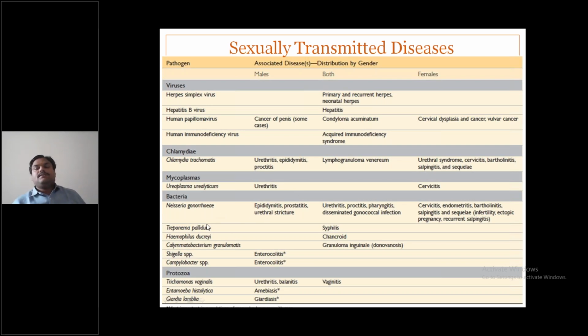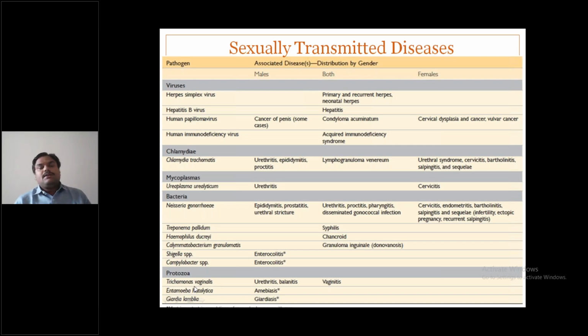Whereas bacteria will cause the following. Neisseria gonorrhoeae will cause epididymitis, prostatitis, urethral stricture, urethritis, proctitis, pharyngitis, and disseminated gonococcal infection. In females, it causes cervicitis, endometritis, vaginitis, salpingitis, and of course the sequelae of it, like infertility, ectopic pregnancy, and recurrent salpingitis. Whereas Treponema pallidum will cause syphilis, Haemophilus ducreyi will cause chancroid, Calymmatobacterium granulomatis will cause granuloma inguinale, otherwise called donovanosis. Shigella and Campylobacter will cause enterocolitis, which also can be transmitted by sexual route.